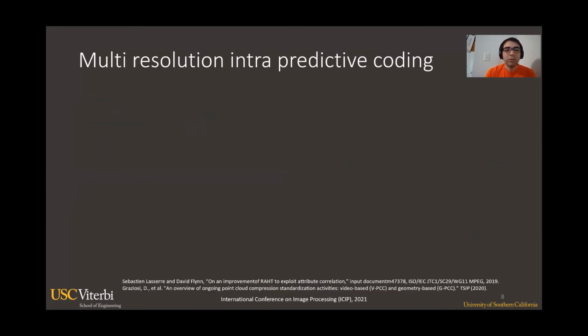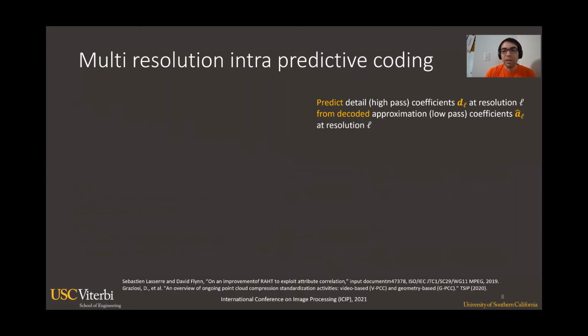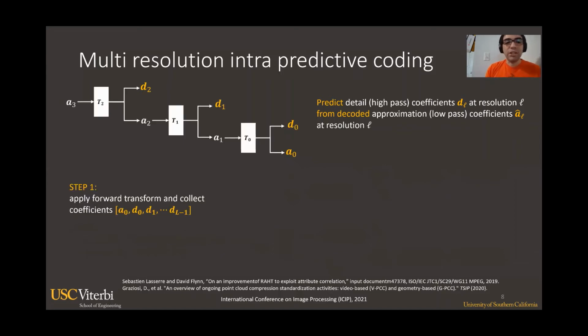Now I will introduce multi-resolution intra-predictive coding. The goal is to predict the detailed coefficients at resolution L from the coded approximation coefficients at the same resolution. First, we apply the forward RAGFT and collect all coefficients at all resolutions. Second, we encode the approximation and detailed coefficients at the lowest resolution. Then the decoded coefficients are passed through the inverse RAGFT for this level to obtain decoded approximation coefficients at a higher resolution.